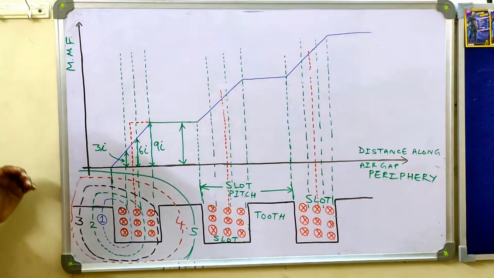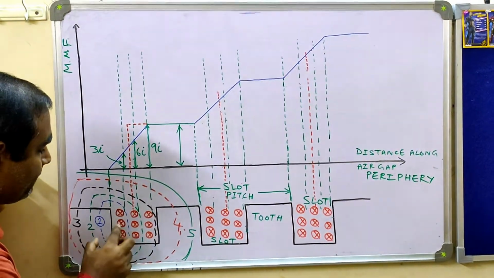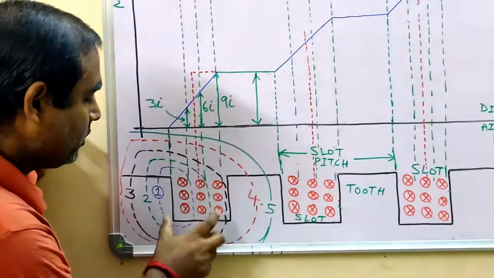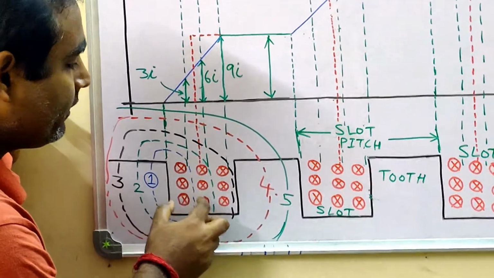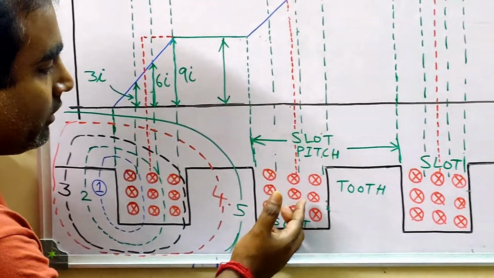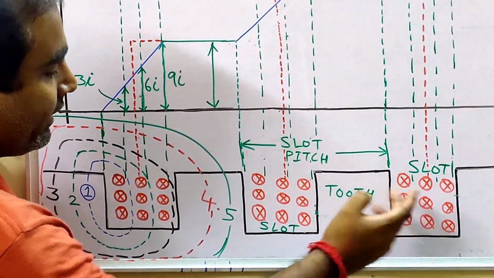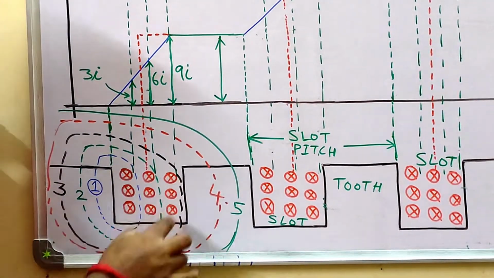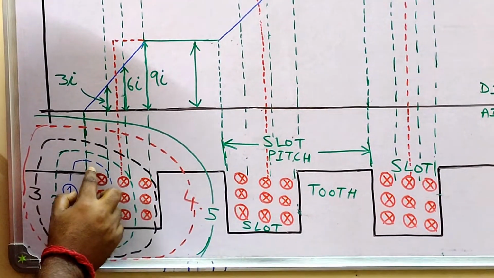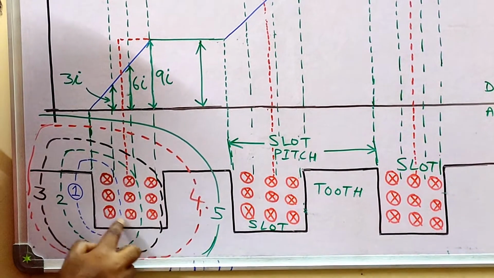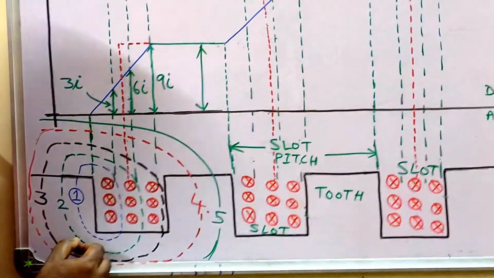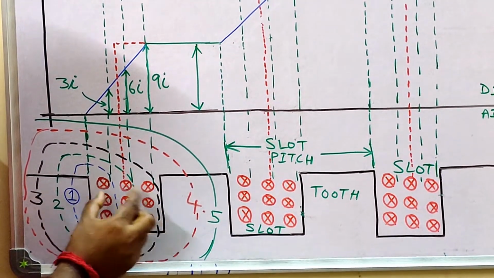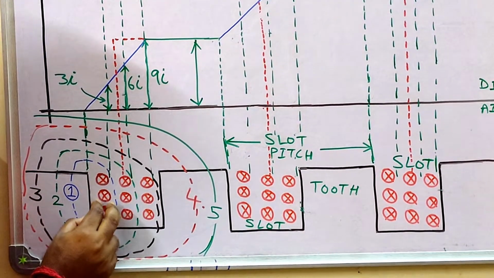Now, for convenience, I have indicated that each slot is carrying 9 conductors. So this slot is carrying 9 conductors. This slot is also carrying 9 conductors. This slot is also carrying 9 conductors. Instead of showing this, you could have taken a continuous area of the conductor and divided the area of the conductor into 3 equal sections.